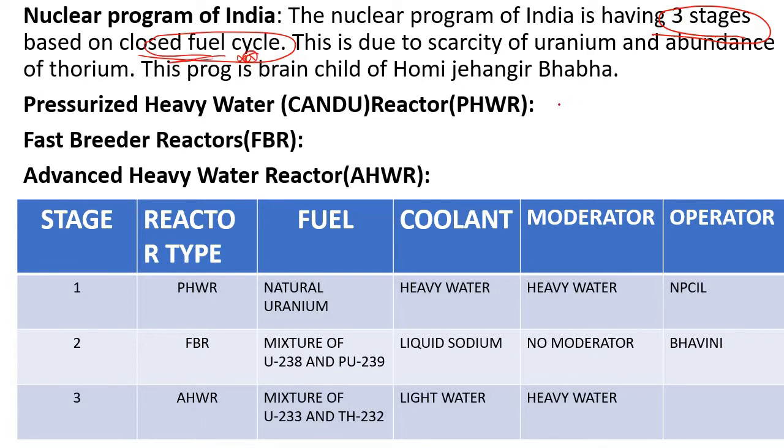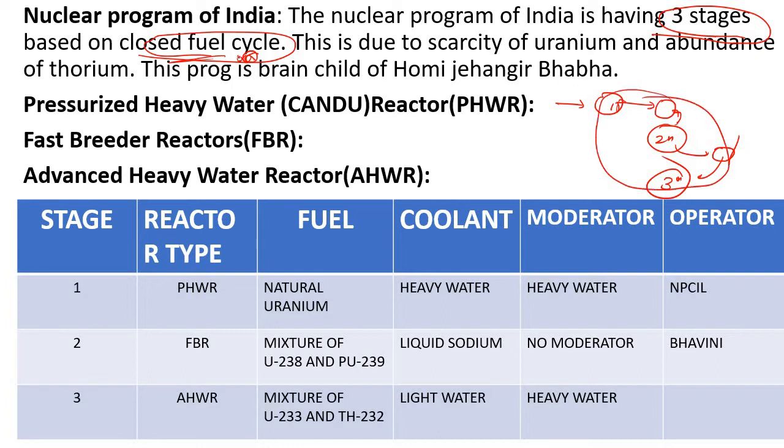Means if fuel is used in one stage, its waste will be there, and that waste fuel will be used as fuel for the second stage. The output of the first stage will be used as fuel in the second stage, and the output of the second stage, the waste of the second stage, can be used as fuel in the third stage. So this process of using fuel is known as a closed fuel cycle. It means one stage's waste is used as fuel in the next stage. That process is called a closed fuel cycle.